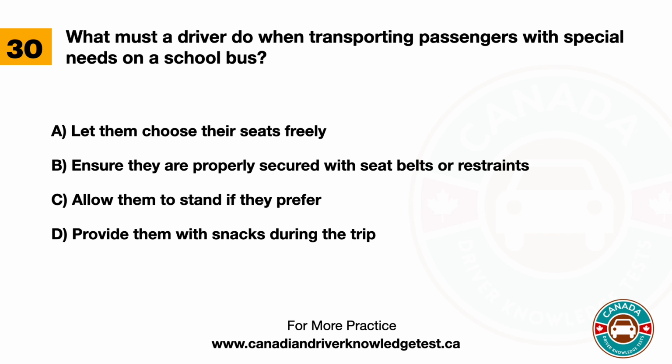Question 30. What must a driver do when transporting passengers with special needs on a school bus? A. Let them choose their seats freely. B. Ensure they are properly secured with seat belts or restraints. C. Allow them to stand if they prefer. D. Provide them with snacks during the trip. The answer is B. Ensure they are properly secured with seat belts or restraints.